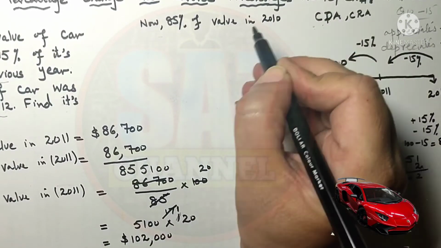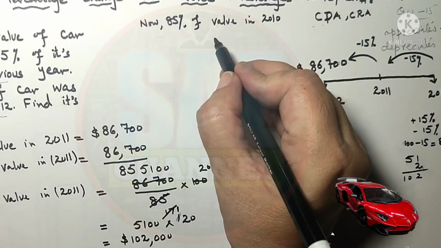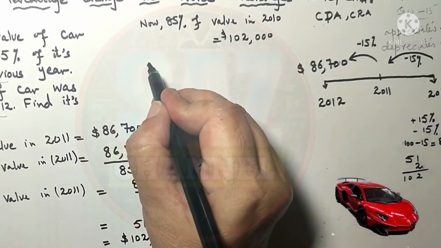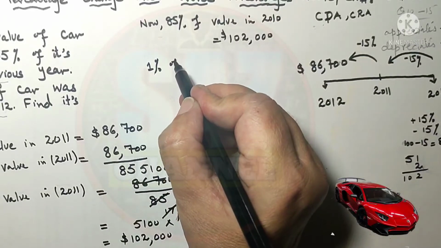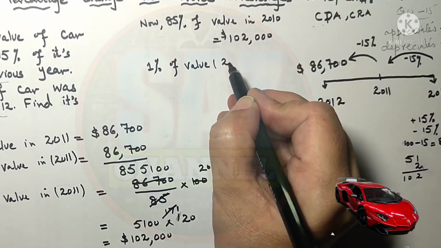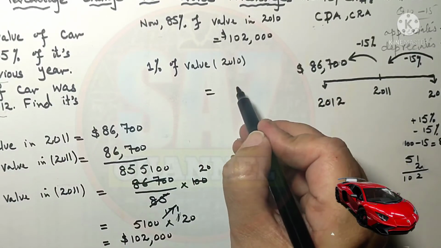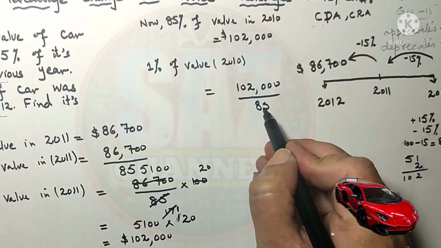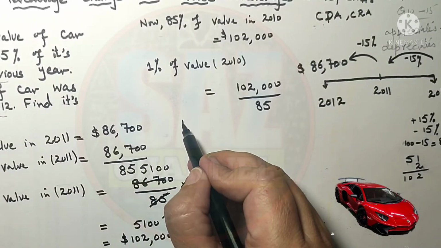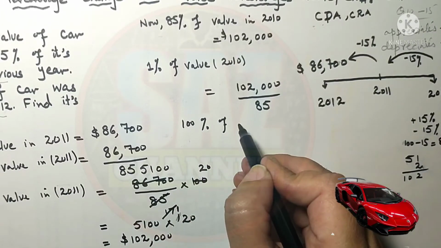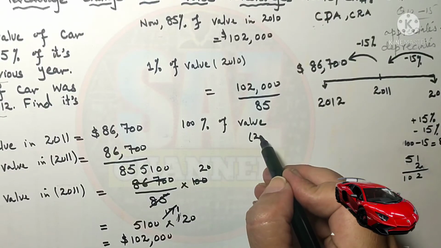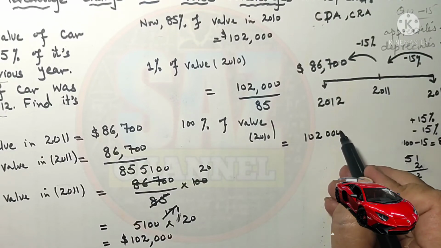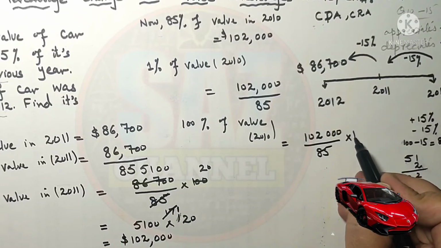In the previous year, the back year, that is 102,000, and 1% of the value in 2010 will be 102,000 divided by 85, and the value in 2010, 100% of the value, will be equal to 102,000 divided by 85 multiplied by 100.